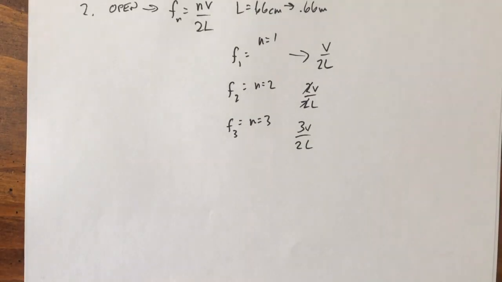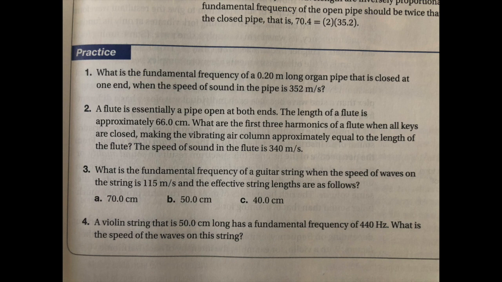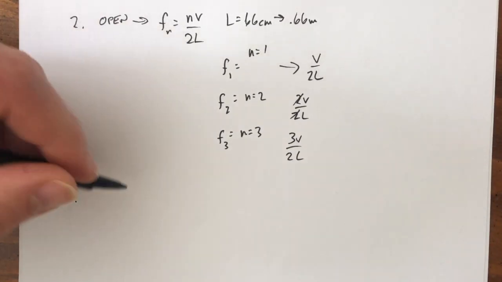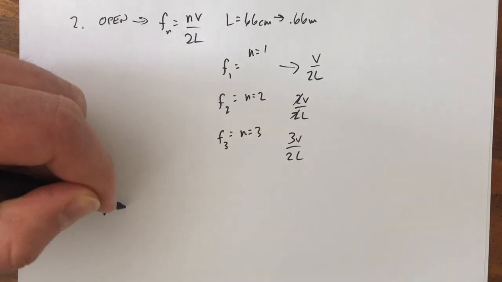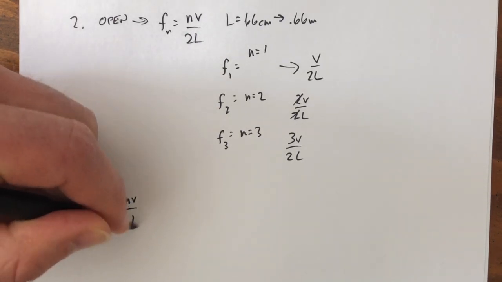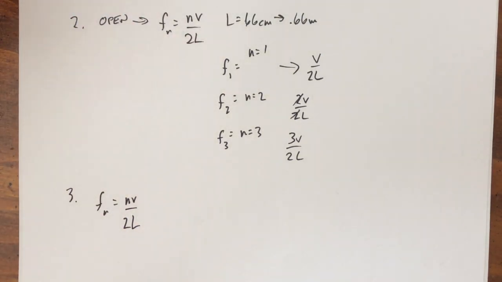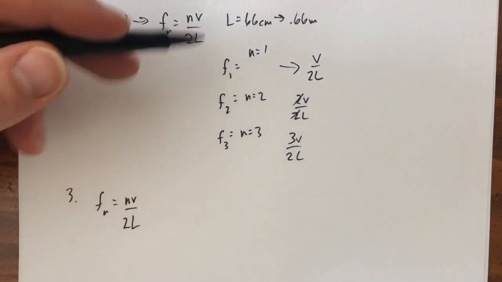Number 3. What is the fundamental frequency of a guitar string when the speed of waves on the string is 115 meters per second and the effective string lengths are as follows? So this is a 3-part question, but it's really the same as doing a problem with an open pipe. The equation is still going to be nv over 2L. And then it gives you lengths in centimeters that you have to convert to meters, but otherwise the math is the same.